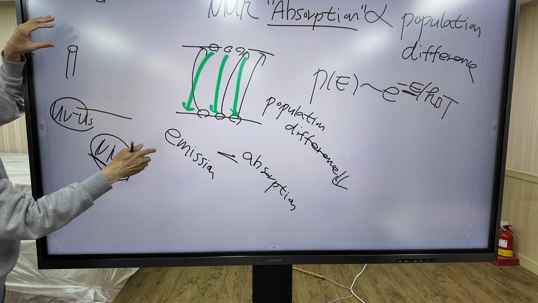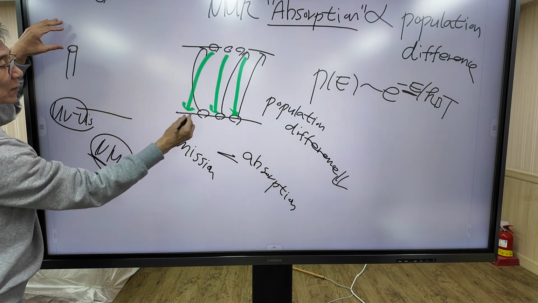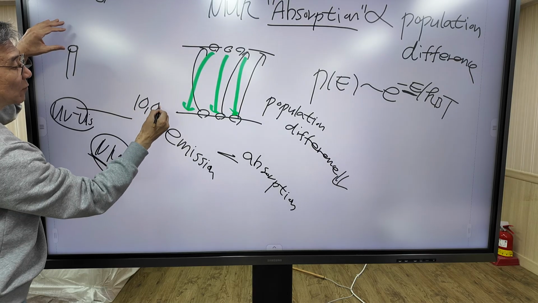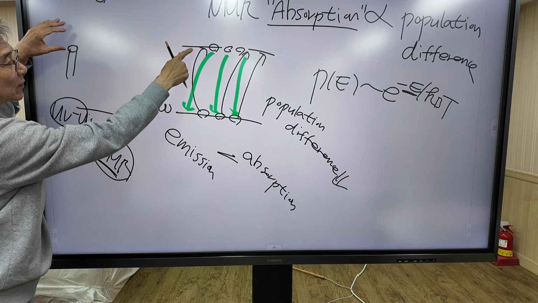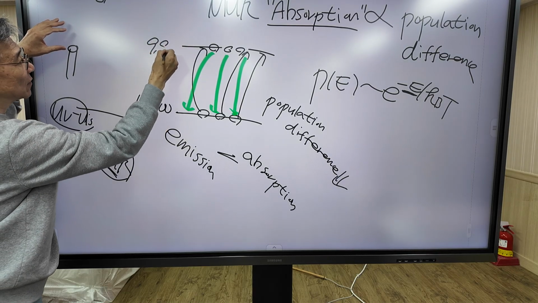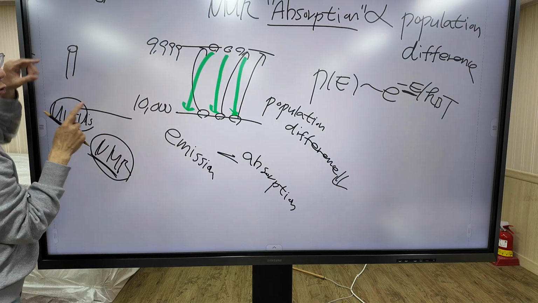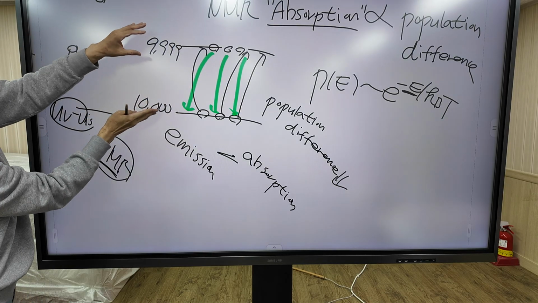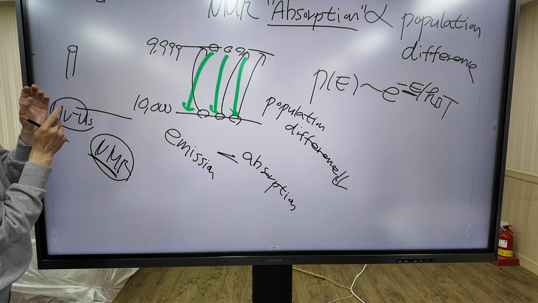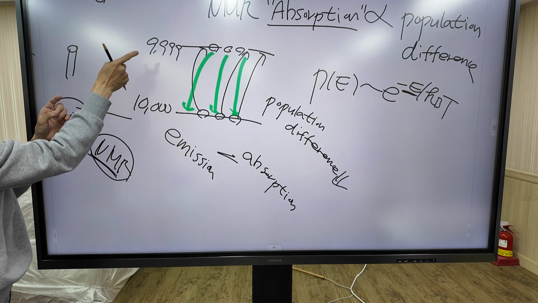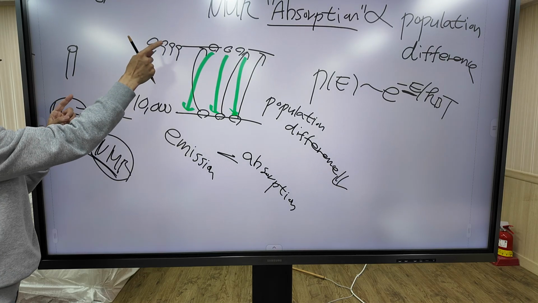For example, when the ground state has 10,000 molecules, the number of molecules in the excited state is 9,999. There are only small differences in the NMR spectrum. So a very, very small absorption signal is shown in the NMR spectrum. This is the problem for NMR spectroscopy.